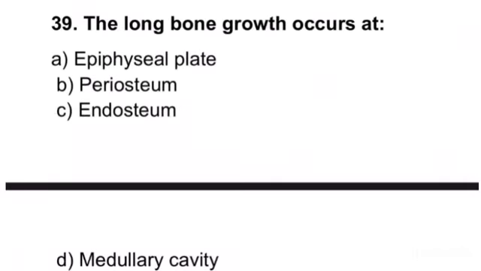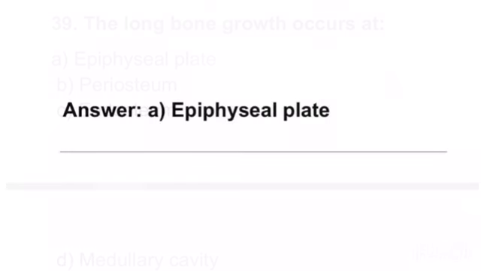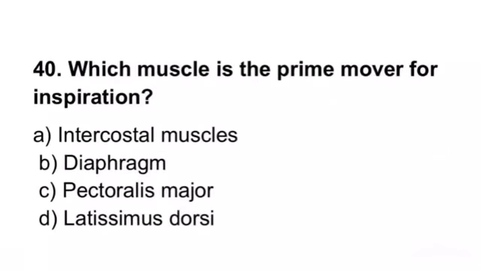39. The long bone growth occurs at A. Epiphyseal plate. B. Periosteum. C. Endosteum. D. Medullary cavity. Answer, A. Epiphyseal plate.